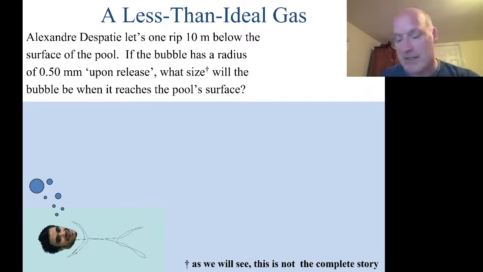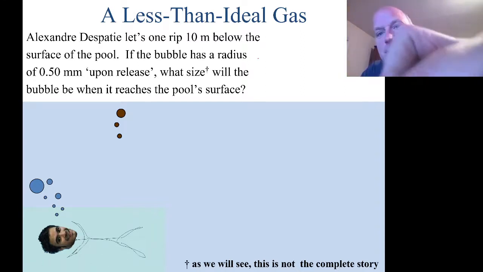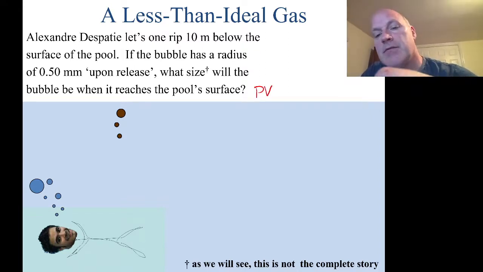So what happens is the bubble's created, and then it floats to the top, and we're going to prove that they get bigger. Okay, so how do we do this? Well, we only know one equation, don't we? The equation we know is PV equals nRT.